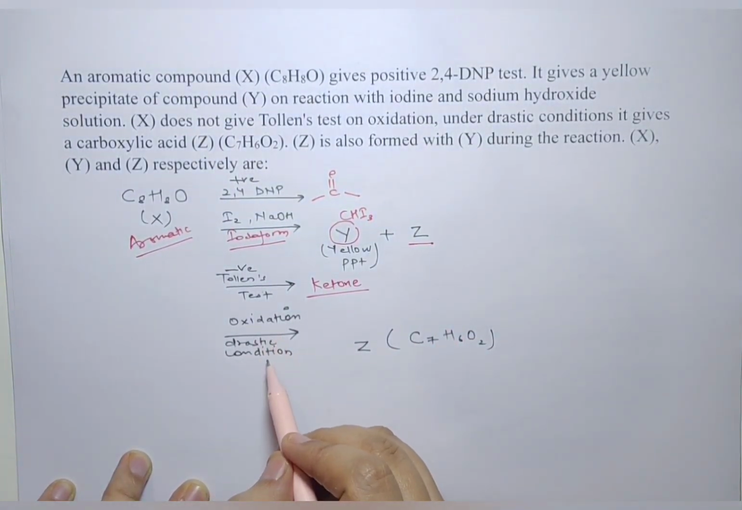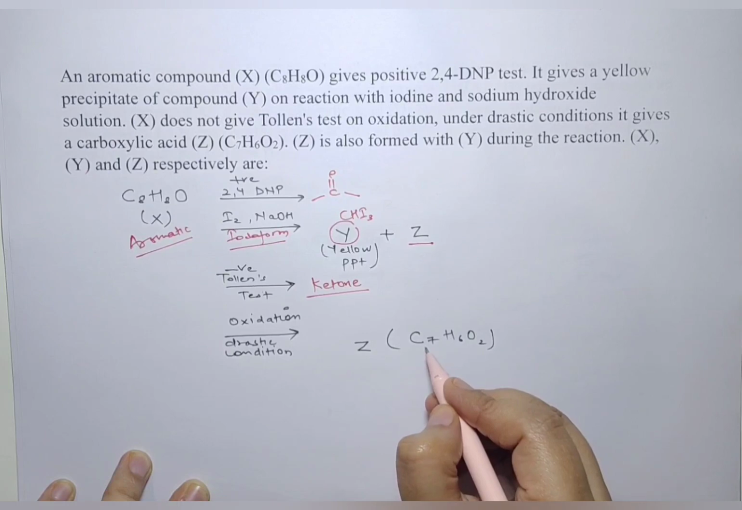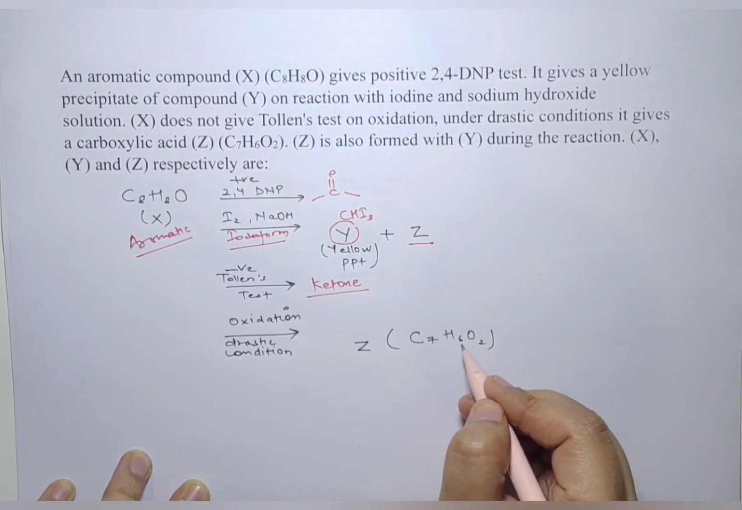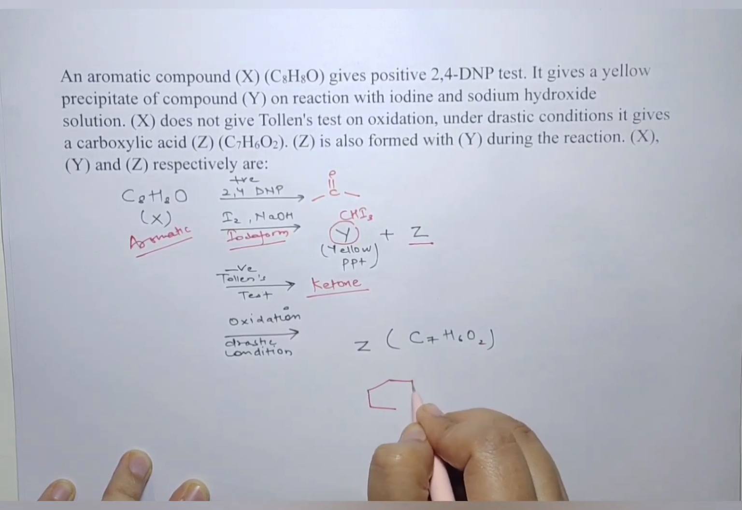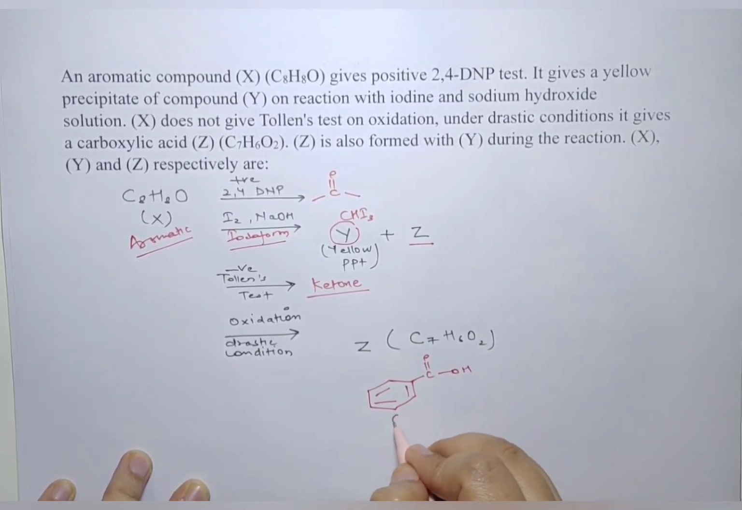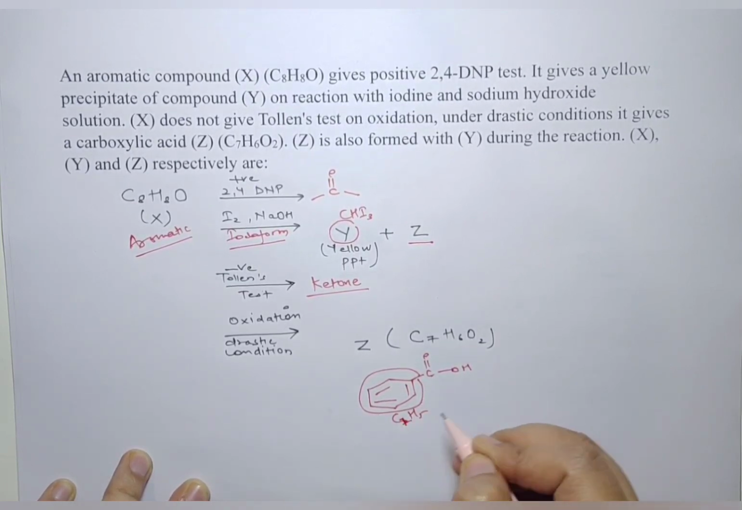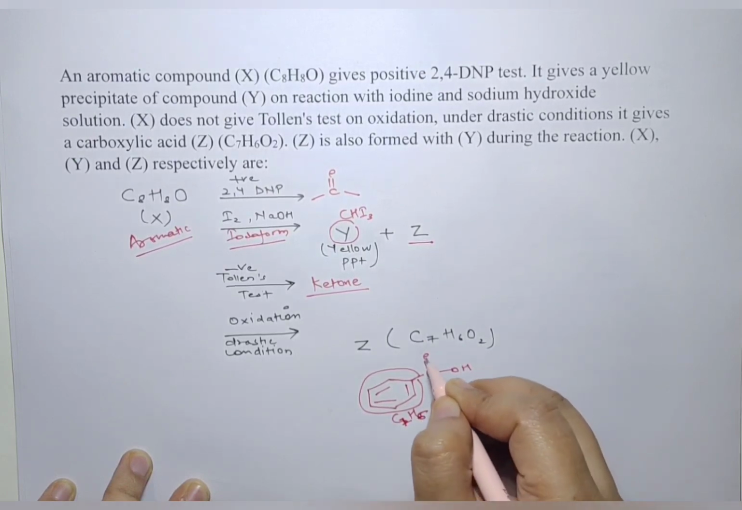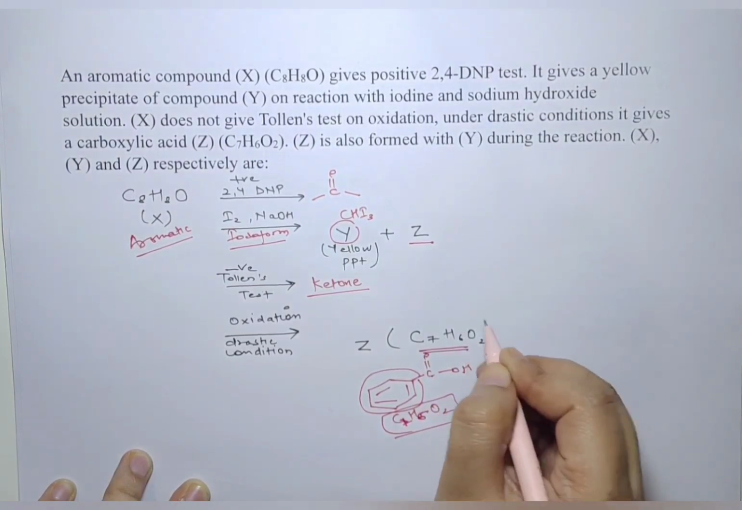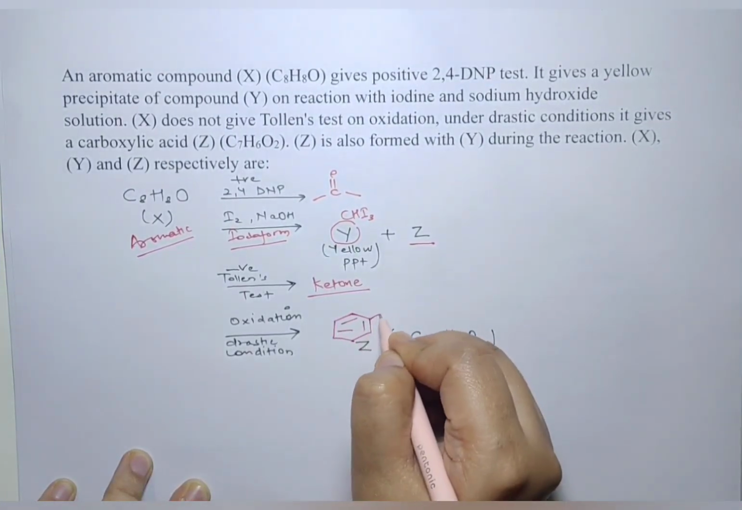Upon oxidation under drastic conditions, it gives this carboxylic acid, C7H6O2. So with 7 carbons, 6 hydrogens and 2 oxygens, what are our options? This is our only option. C6H5 from the phenyl group, then 1 carbon, that means C7, and then 1 more hydrogen, that means H6, and 2 oxygens. So benzoic acid fits this formula. So Z is benzoic acid.